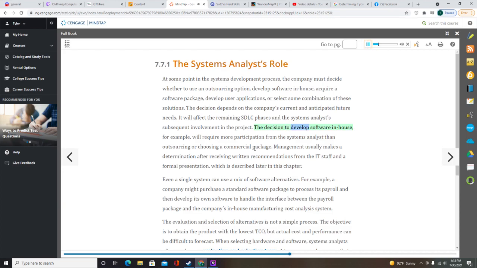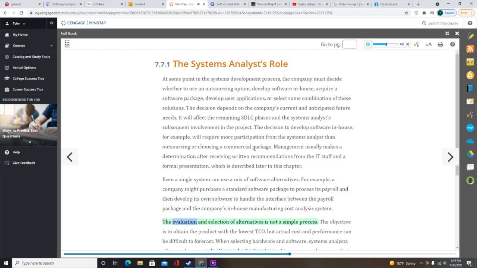The decision to develop software in-house, for example, will require more participation from the systems analyst than outsourcing or choosing a commercial package. Management usually makes a determination after receiving written recommendations from the IT staff and a formal presentation, which is described later in this chapter. Even a single system can use a mix of software alternatives. For example, a company might purchase a standard software package to process its payroll and then develop its own software to handle the interface between the payroll package and the company's in-house manufacturing cost analysis system.